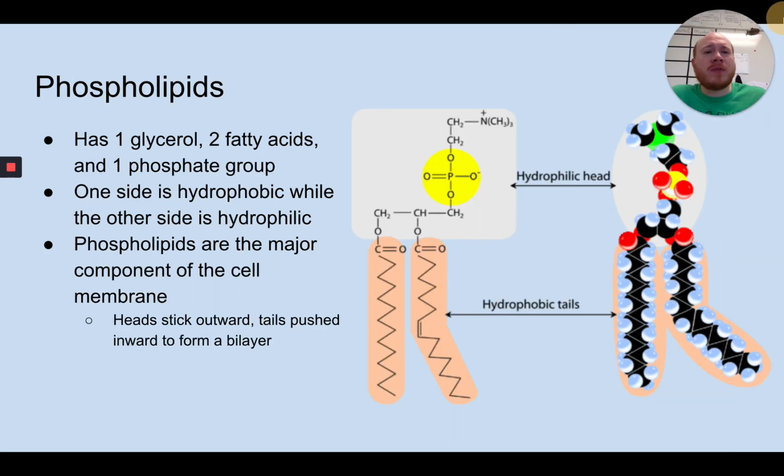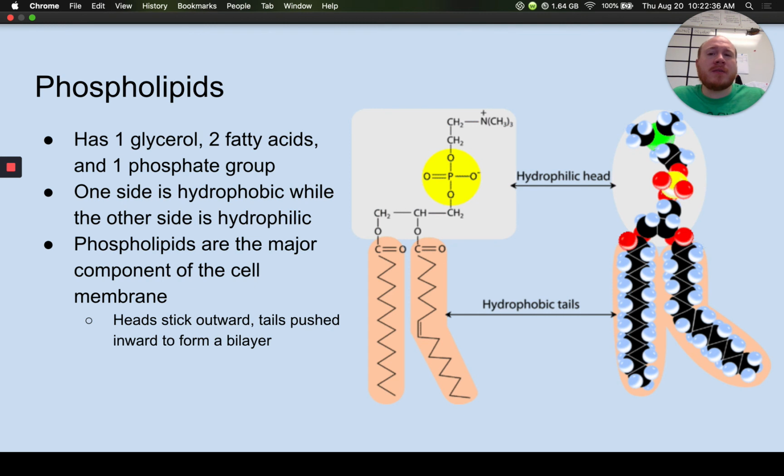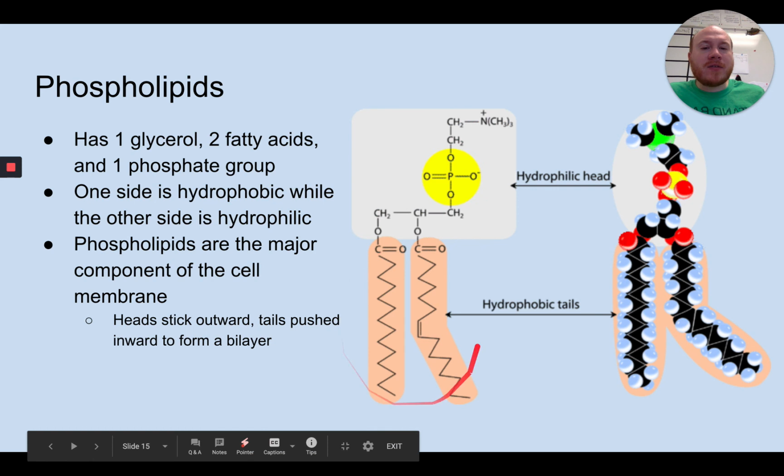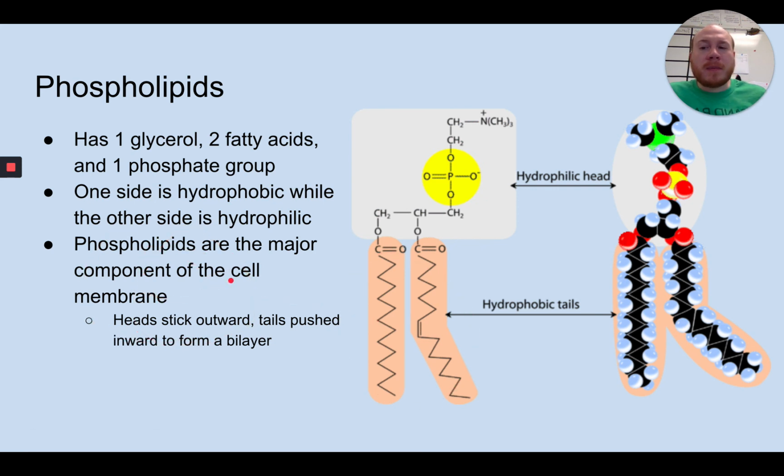Now, phospholipids are a type of lipid, and they're a special kind of lipid in that they have one glycerol, they have two fatty acids, but their last group, instead of being a fatty acid, is a phosphate group. Phosphates are charged molecules, so they create a polar part to this lipid. One side is hydrophobic, that would be the fatty acid tails, because it's all carbon and hydrogen, they don't like water. And the phosphate at the top is hydrophilic. And so it likes water.